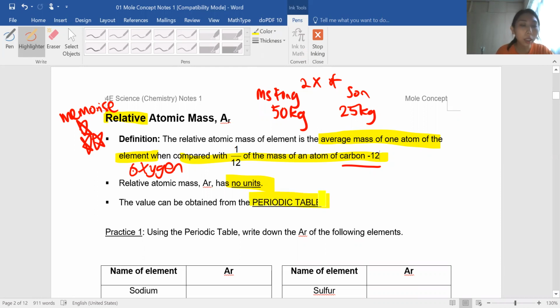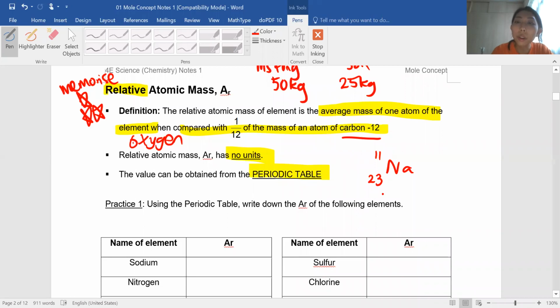Now, which part of the periodic table? When you look at the periodic table, there are actually 2 numbers. Let me give you an example. We will have sodium, Na. We have a smaller number, 11, and a bigger number, 23.